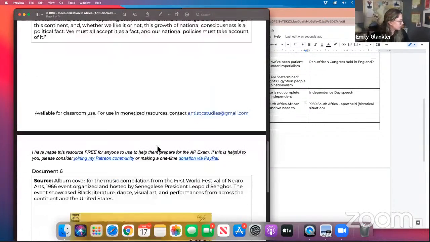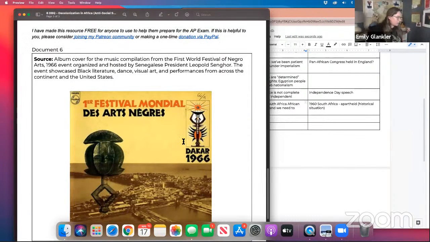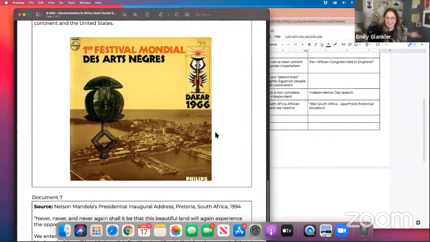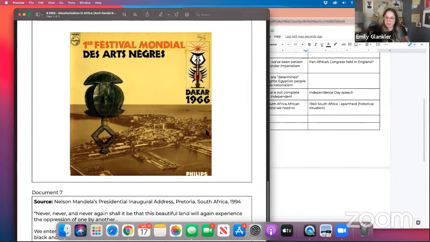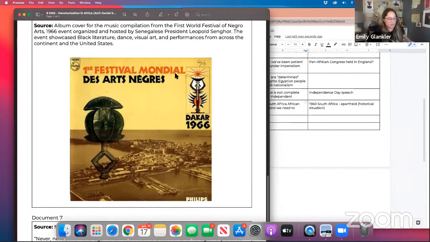Document 6. Ooh, fun. It's an album cover for the music compilation for the first World Festival of Negro Arts. And this is where, if you skip the source information and just look at this, you're going to be so lost. You're going to be like, it's a stamp. You'll have no idea what it is. It's so silly to me how many students will skip the source information, because the source information is going to tell you everything you need to know, especially when it's an image.